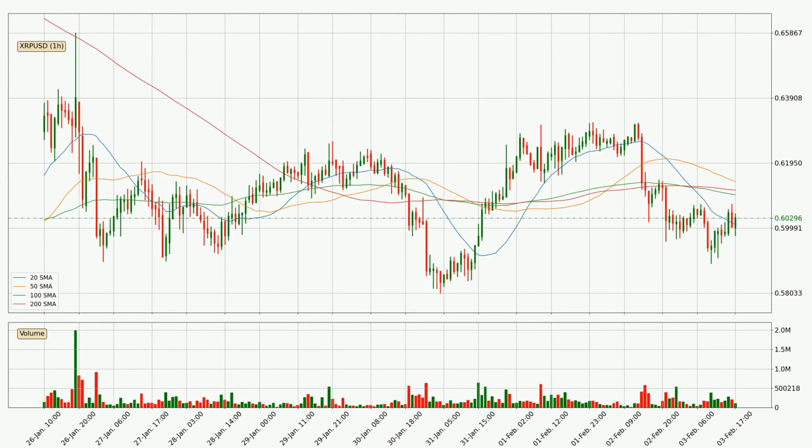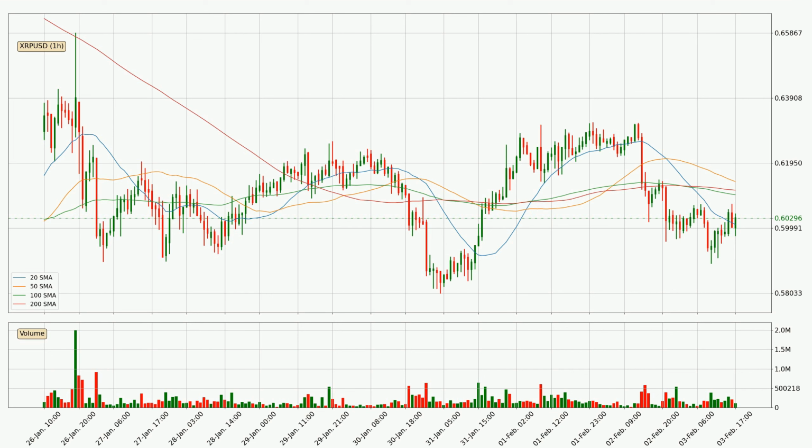Jumping to the hourly simple moving averages, the current price is between the 20 and the 100 SMA. If the price bounces off the 20 SMA, which is currently at 60.1 cents, it could be seen as a support, and the 100 SMA that is at 61.0 cents could be seen as a resistance to the upside. Breaking either way signals a possible further move to the corresponding direction.